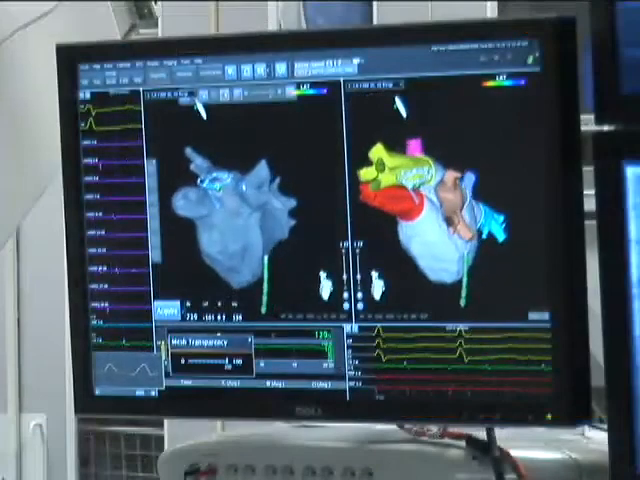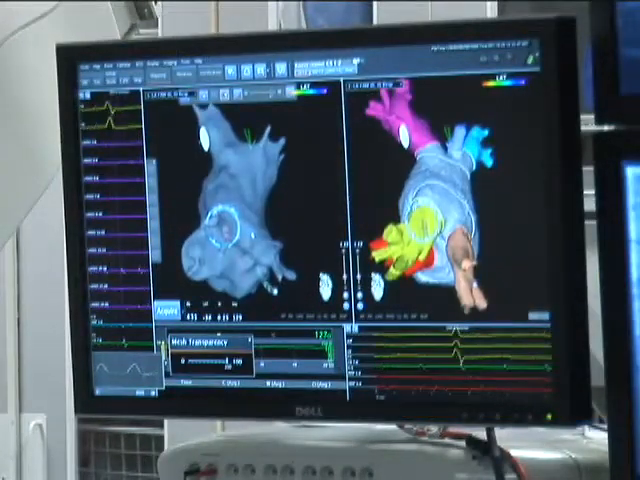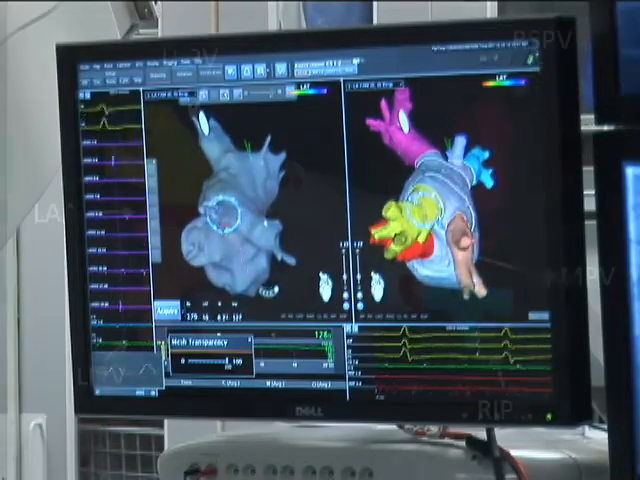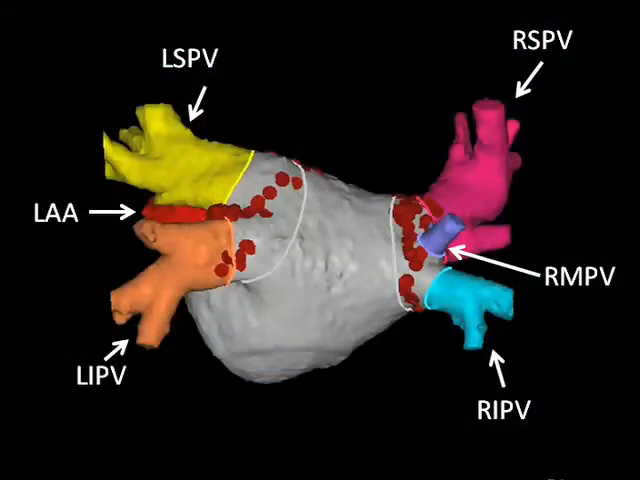The image was merged with the CT scan, with the electroanatomic map on the left and the CT image on the right. Each of the pulmonary veins, including the right middle pulmonary vein, is color-coded, as seen here from the end of the case after ablation lesions were completed.